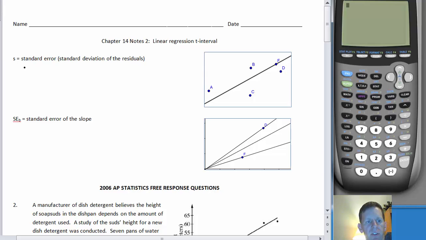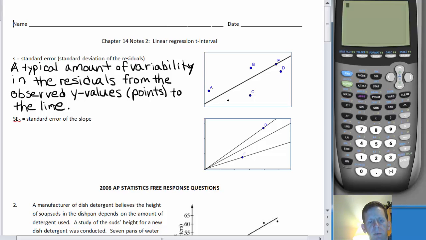We had a definition for standard deviation, a typical distance between the individual data points and the mean. And the definition for standard error in this case is very similar. It's still going to be a typical, in this case, amount of variability in the residuals from the observed y values to the line.